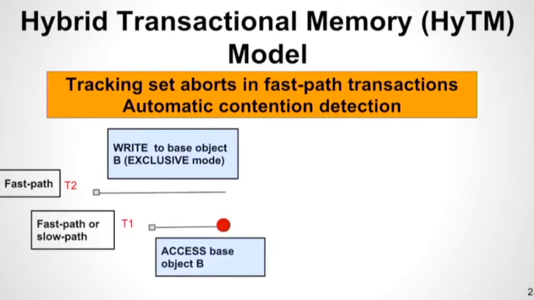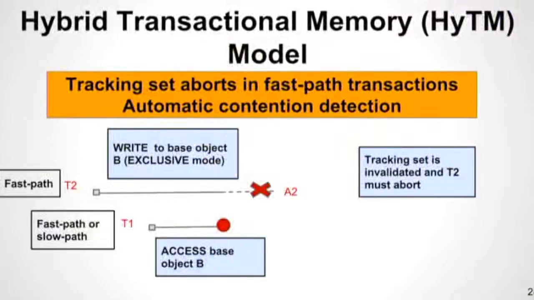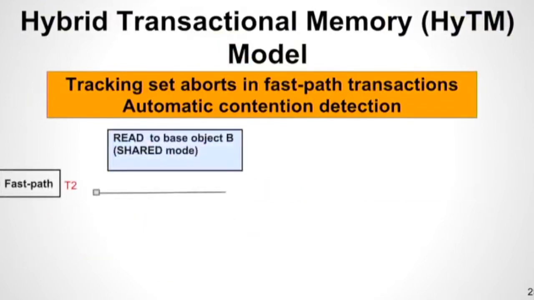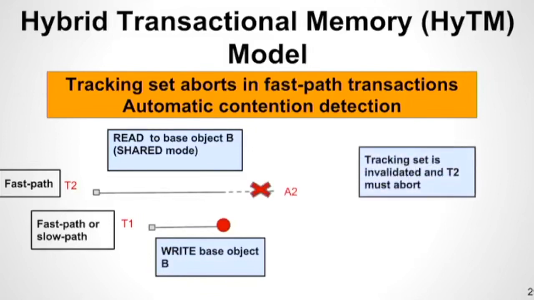that the fast path transaction T2 will be aborted, as opposed to designing it in slow path where you have to explicitly validate this. So this is the advantage when you're exploiting the hardware cache coherence explicitly. So the tracking set is invalidated and you know that this fast path transaction T2 will abort without violating safety. And similarly, if you have a fast path transaction T2 which is simply reading this memory location, it's accessed in shared mode. And if a concurrent transaction simply writes to it, only then is the fast path transaction T2 invalidated. And in this case, it's going to abort.